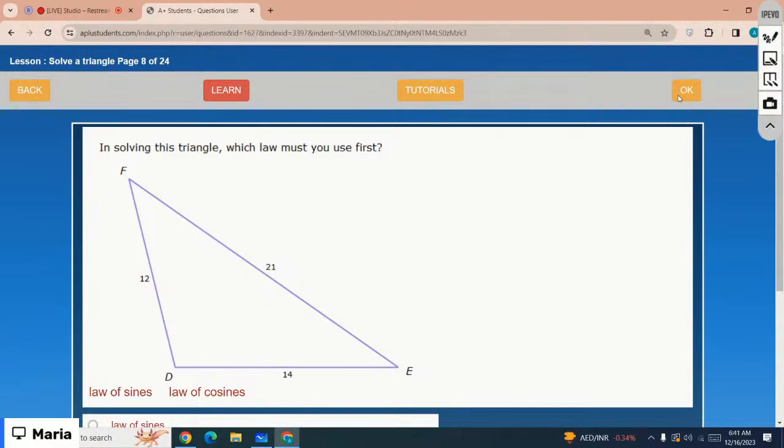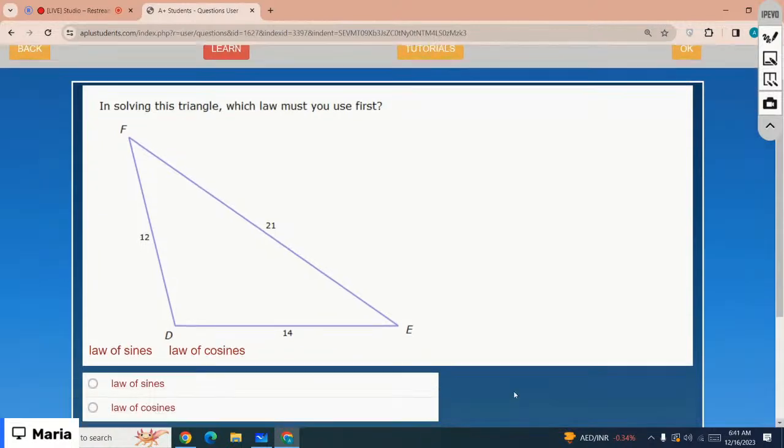In solving this triangle, which law must you use first? Which is the correct option? Yes, you can use the law of cosine in this case, right? Okay, you can complete the lesson by yourself later today.